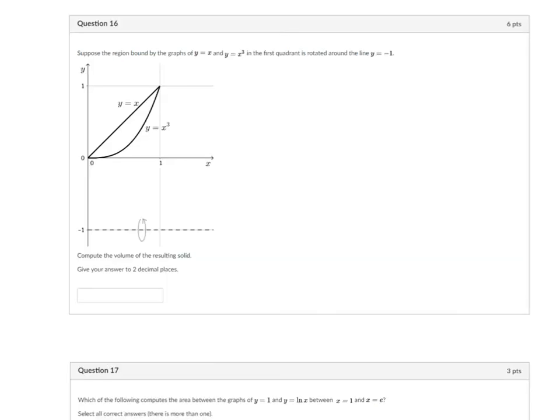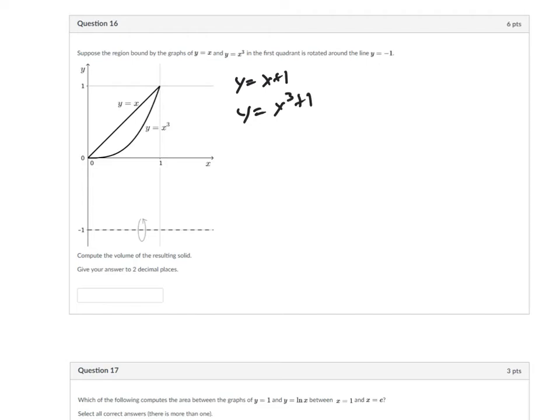Okay, for number 16, we have a region that's bound by the graphs of x and x cubed in the first quadrant, and it's rotated around the line y equals -1. Before I start solving, I will change the rotation spot up to the origin. In this case, I'll move both of the functions upward 1. So instead of y equals x, let's do y equals x plus 1, and instead of y equals x cubed, we'll do y equals x cubed plus 1.